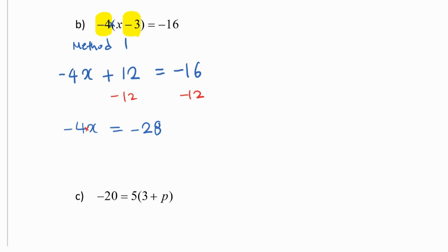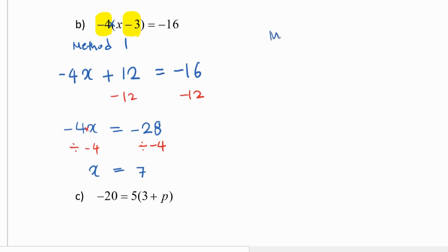To get rid of negative 4, we have to divide both sides by negative 4. Then x will be positive 7. Do you guys understand how to do this?